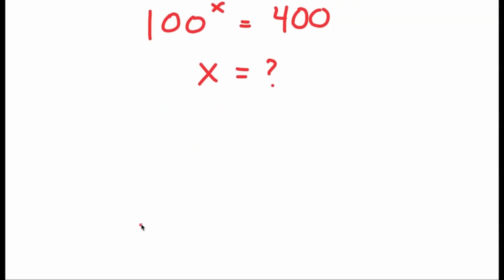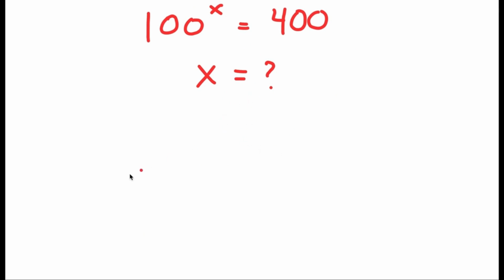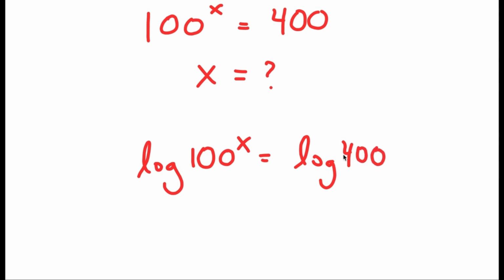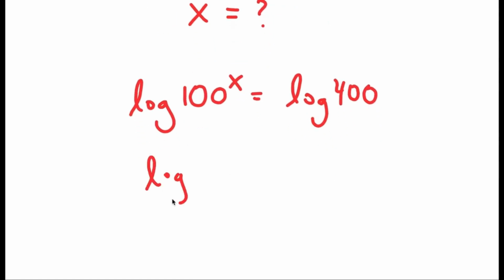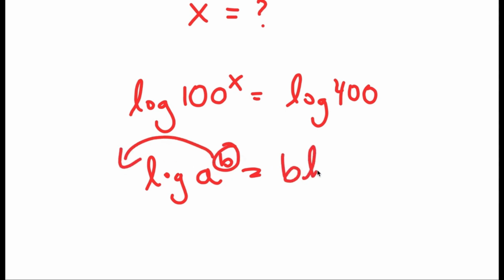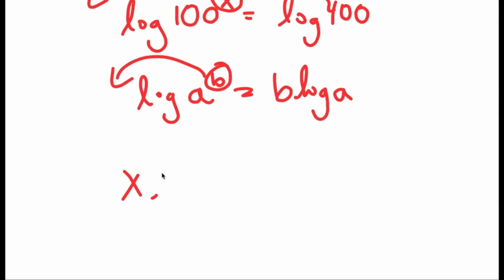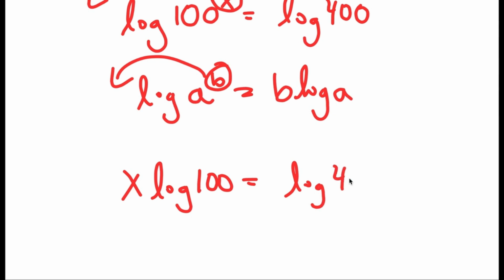So to solve this, what I'm going to be using is logarithms. So I'm going to first start by taking the log on both sides. So I get log 100 to the power of x is equal to log 400. If I have something in the form log a to the power of b, I can move this exponent b to the front, so I get b times log a. In this case, I have log 100 to the power of x. I can move x to the front, so I get x times log 100 is equal to log 400.